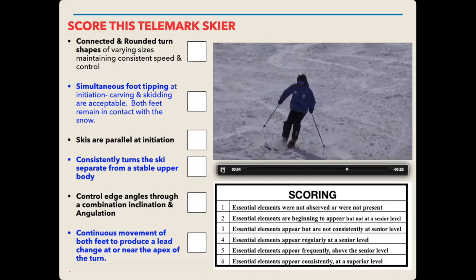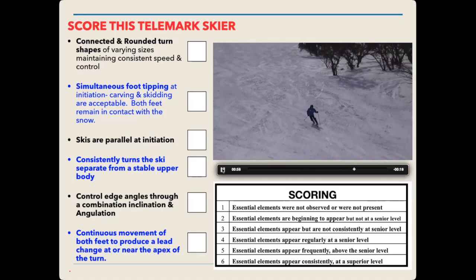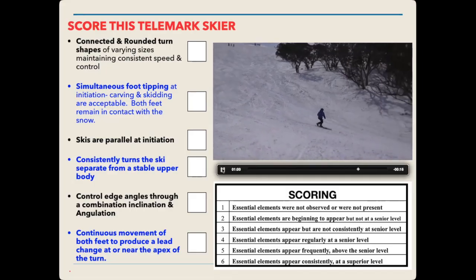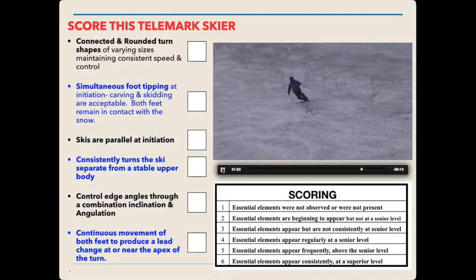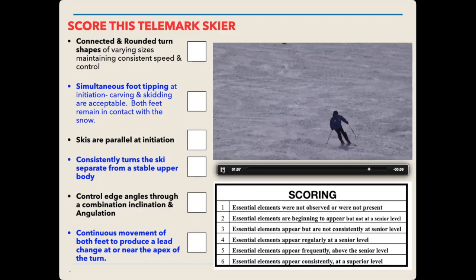Nice round turns. I like the skier's ability to adapt the blend of skills when he's moving from a medium to a short back to a long and still maintain that rounded turn shape.